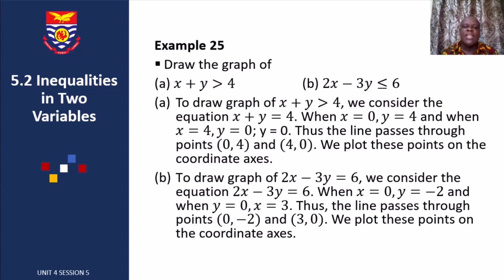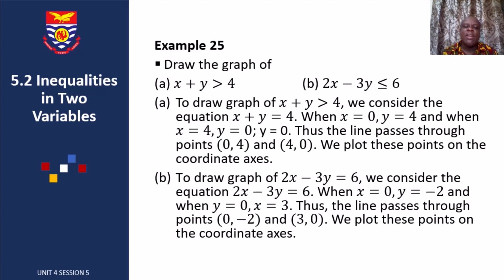We move to the second inequality. We again change it to an equation. Then, as we have done, when x is equal to 0, we put 0 into the equation. Then we simplify. We see that our y will be -2. So we have (0, -2) as our first point.